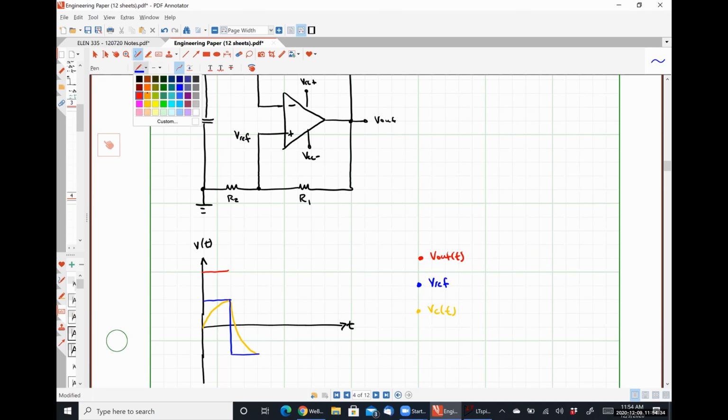And the output also goes slow. So this is VCC plus, here's VCC minus. This is VREF plus and VREF minus, because the reference voltage is constantly going to be switching polarities as well. And this system just oscillates between these two states over and over and over, like so.